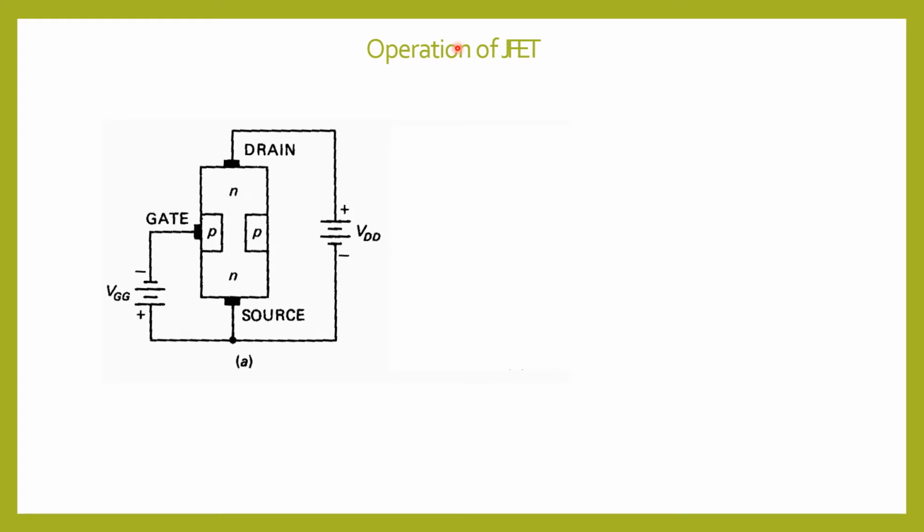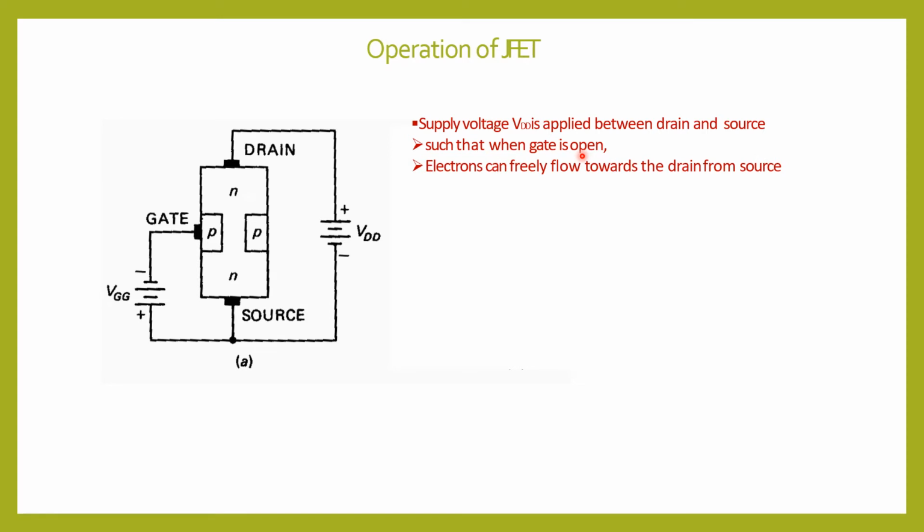Operation of JFET. This is the circuit diagram for JFET. Supply voltage VDD is applied between the drain and the source. So this is the VDD supply, such that when the gate is open, that is, we are not applying any supply voltage to the gate, the electrons can freely flow towards the drain from the source. So the electrons will flow through this area.